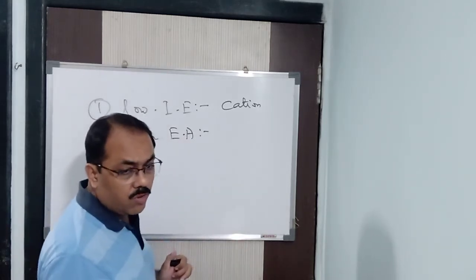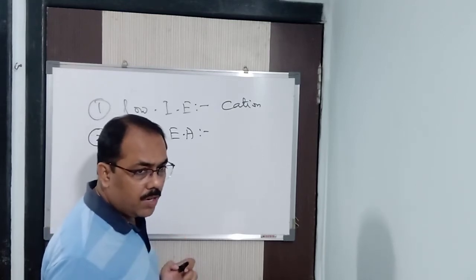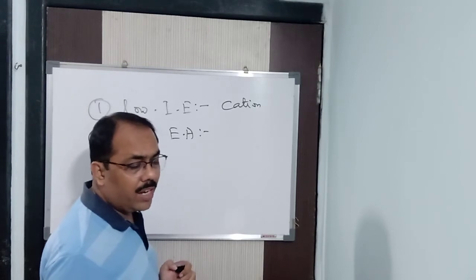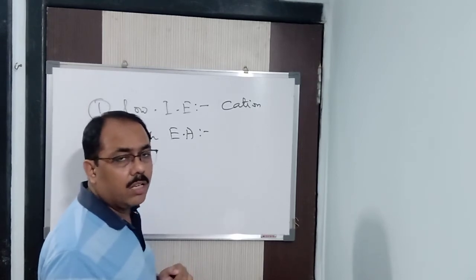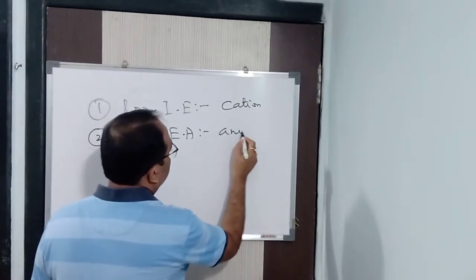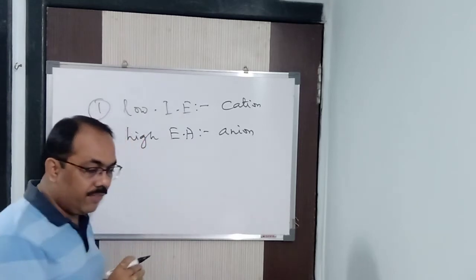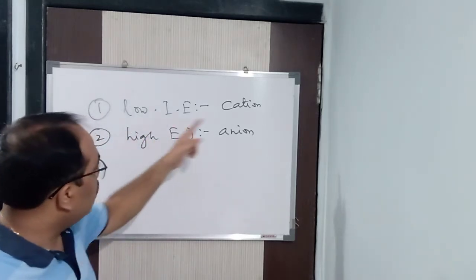Because electron affinity, or electron gain enthalpy, is what? I have already said it. It is nothing but the amount of energy released when one electron is added to the outermost shell of an isolated gaseous atom. So if it is having high electron affinity, it is readily going to form an anion. And if it is having low ionization energy, it will readily form a cation.